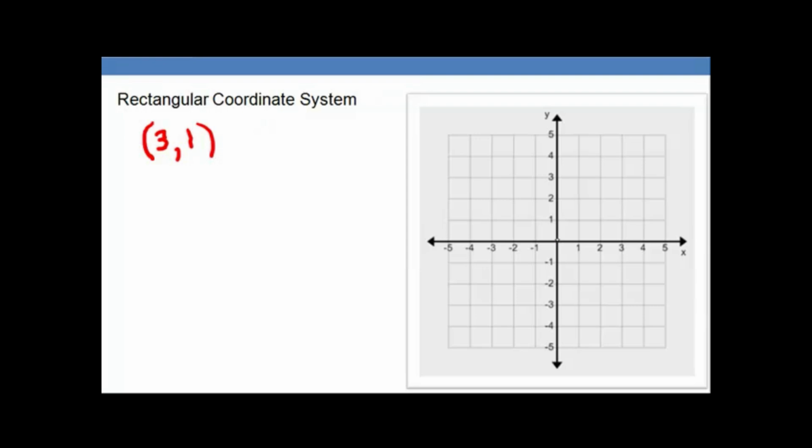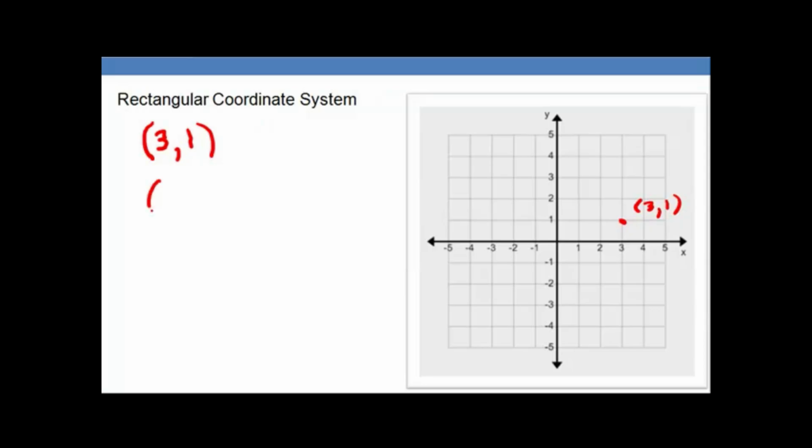So we will start at 0, 0, and we will first move for the x. So we're going to go across 1, 2, 3. We don't make a point until we finish. Now we're going to move in the y direction, which is up and down, positive 1, so we'll go up 1, and we'll make a point, and that is the point 3, 1.